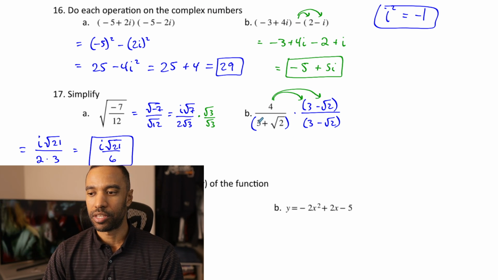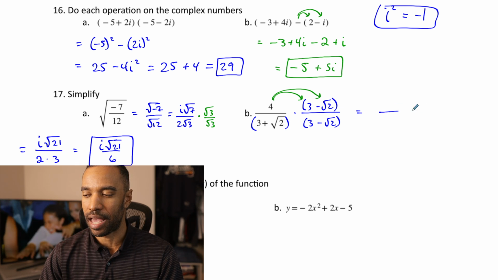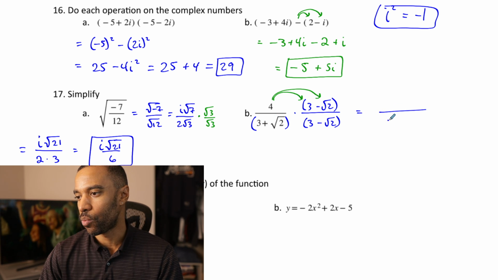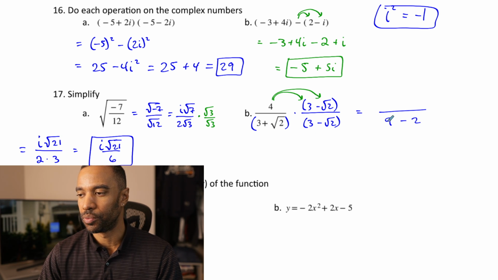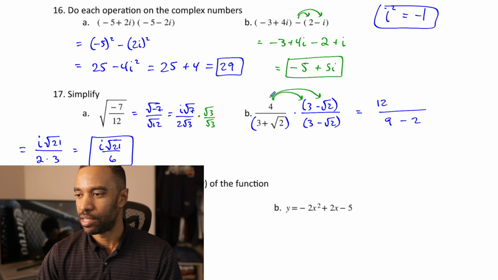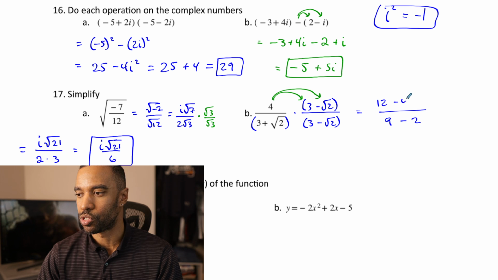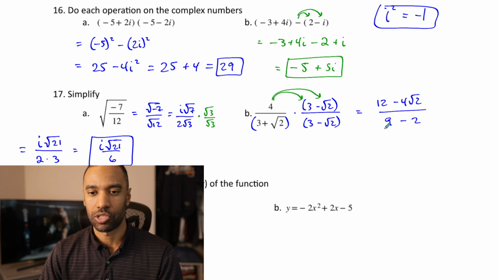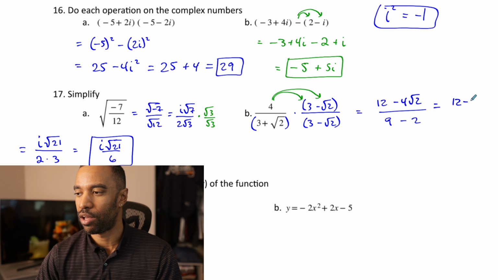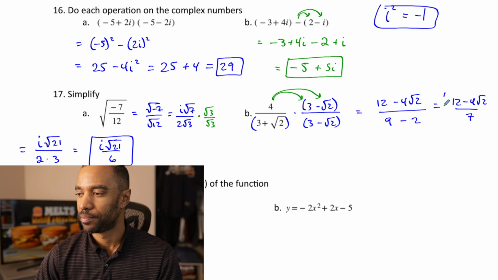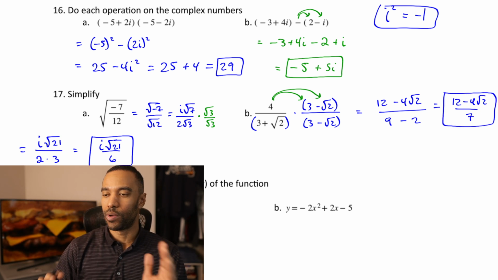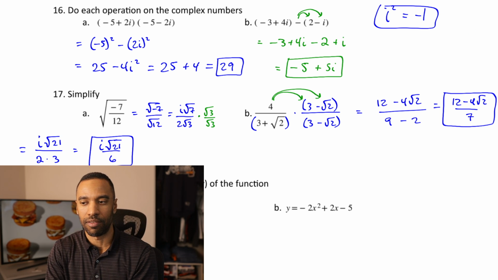So in the denominator, this is an a plus b times a minus b effort, which factors into a squared, 9, minus b squared, root 2 squared is 2. On top, I get 4 times 3 minus, or plus, or 4 times negative root 2, like that. And 9 minus 2 is 7. So we get 12 minus 4 root 2, all divided by 7. If the fraction could reduce, we would, but it can't, so we're going to leave it like that.